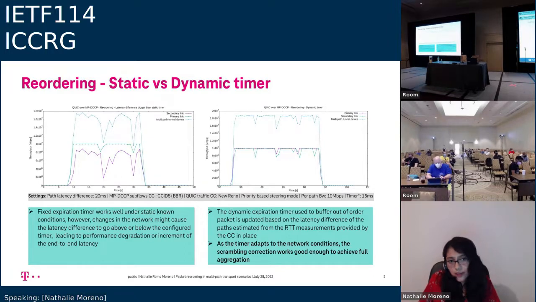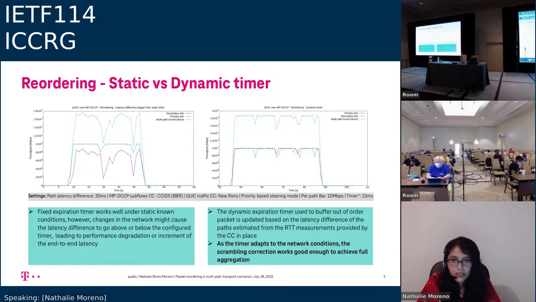So we see that the secondary path is not fully utilized and there is an impact on the overall aggregated bandwidth. To correct this problem, the solution that we test is the same reordering based on sequence numbers, but with a dynamic timer. This dynamic timer is going to be updated to be equal to the latency difference of the paths. And this latency difference is going to be estimated using the RTT measurements provided by the congestion control in place.